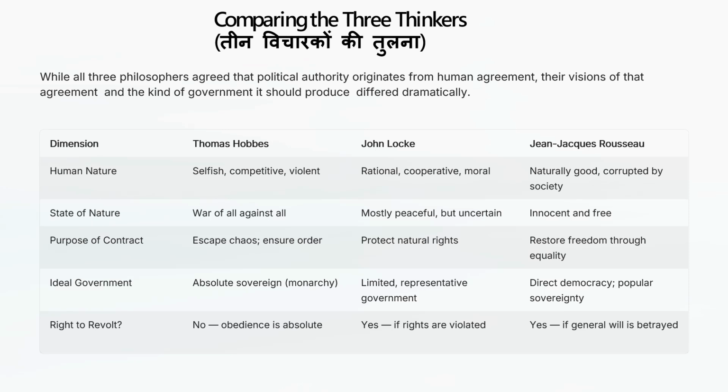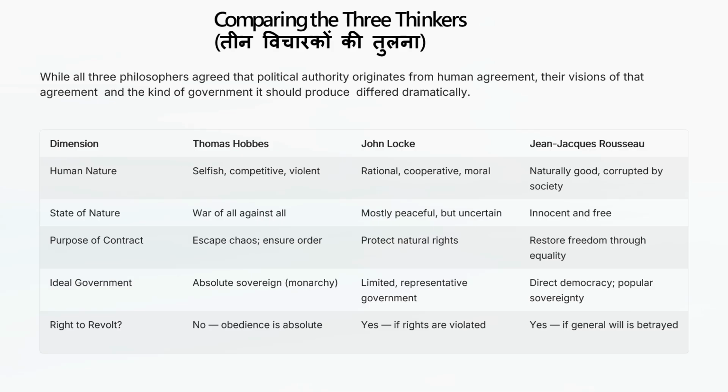If we compare the three political philosophers who support the social contract theory, we can take five dimensions showing how these three thinkers thought about their circumstances at that time. In the first dimension, we talk about human nature. According to Thomas Hobbes, human nature is selfish, competitive, and violent. John Locke gives the view that human nature is rational, cooperative, and moral. And Rousseau argues that human nature is naturally good and corrupted by society.